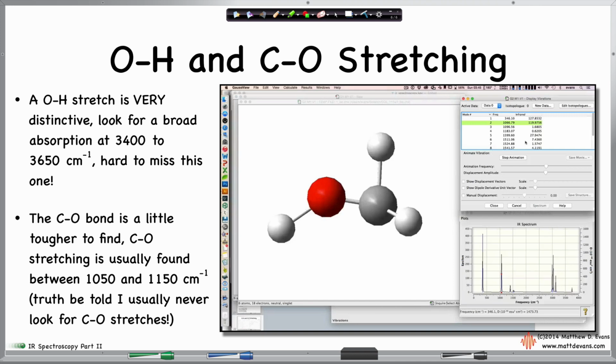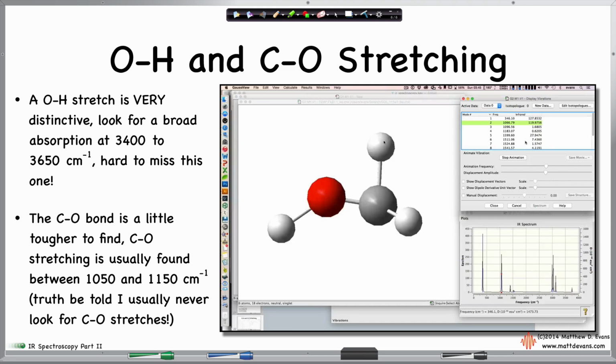Let's look at OH and CO stretching. Molecules, alcohols in particular, contain these types of bonds. An OH stretch is impossible to miss. It's one of the strongest absorptions you'll see in an infrared spectrum. Look for a very broad absorption, somewhere between 3400 and 3650 wave numbers. And the CO bond, that one's much harder to find. Personally, I rarely go looking for that bond, but you can usually find it between 1050 and 1150.